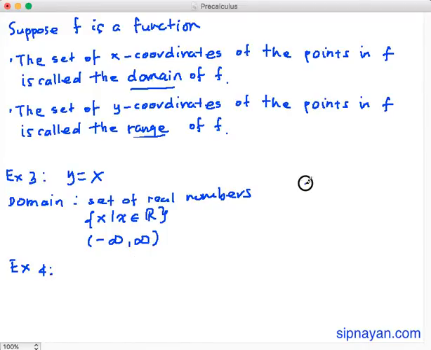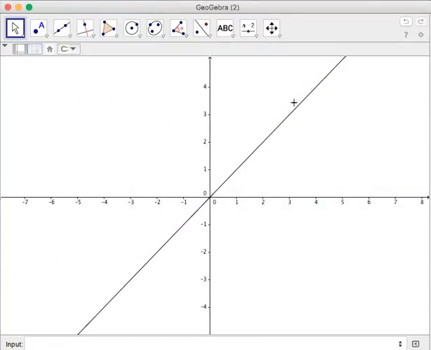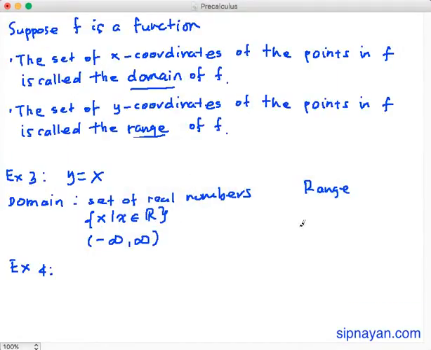Okay. What about sa range? Ganon din ba yung range? Set of real numbers din ba? Tingnan natin yung graph. Yes, no? Because any point here, meron siyang y coordinate, no? Yan. So, all the points here have these numbers on the number line, yung y coordinate niya. Yun yung kanilang y coordinates. So, set of real numbers din. Pareho lang. Set of real numbers.